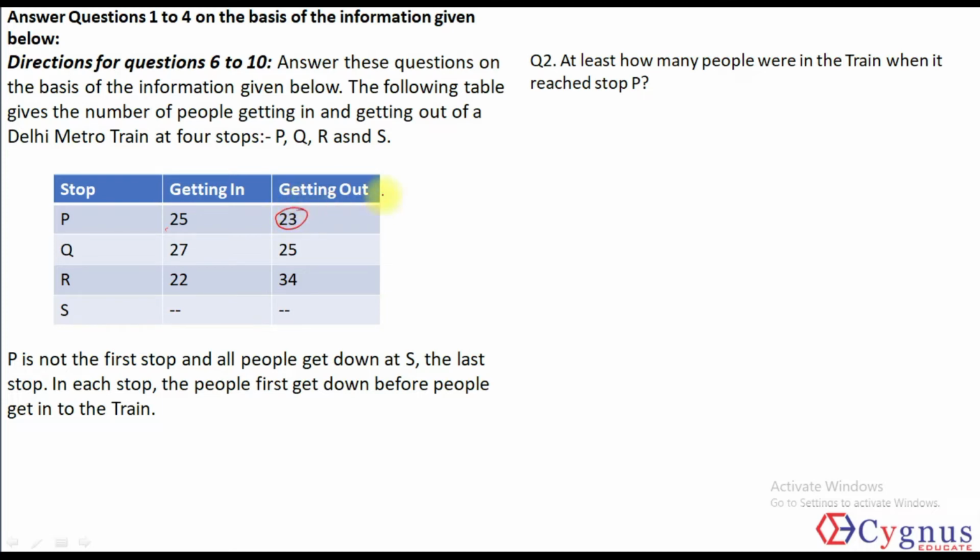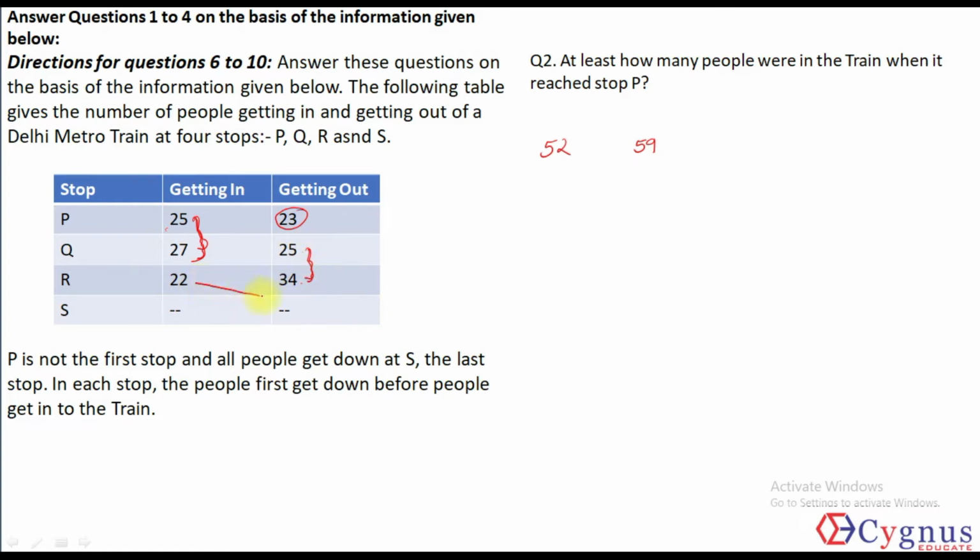Let's look at this. Now, how many people will board at P and Q together? 25 plus 27 gives you how much? 52. 52 got in at P and Q. Yes or no? How many people got in at P and Q together? I can say 52. And how many people got down at Q and R together? 25 plus 34, that gives you 59. How is it possible? Only 52 boarded from P and Q and 59 will get down at Q and R.